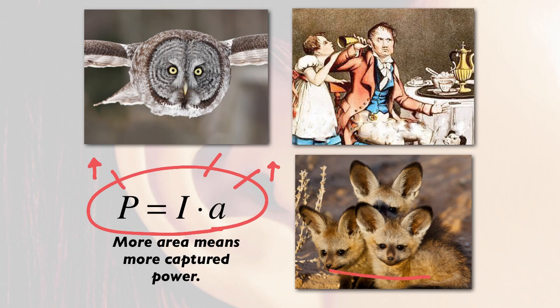So bat-eared foxes have bat ears. They have really, really big ears. Big area captures a lot of intensity. Or in the old days, if you were hard of hearing, you could have an ear trumpet, which just expands the amount of area that is capturing intensity. Or if you're the great gray owl, its ears are actually on the front of its face, and it's got a structure like this. And this is basically an ear with lots of area, and so it can capture lots of power, which makes their hearing exquisitely sensitive.